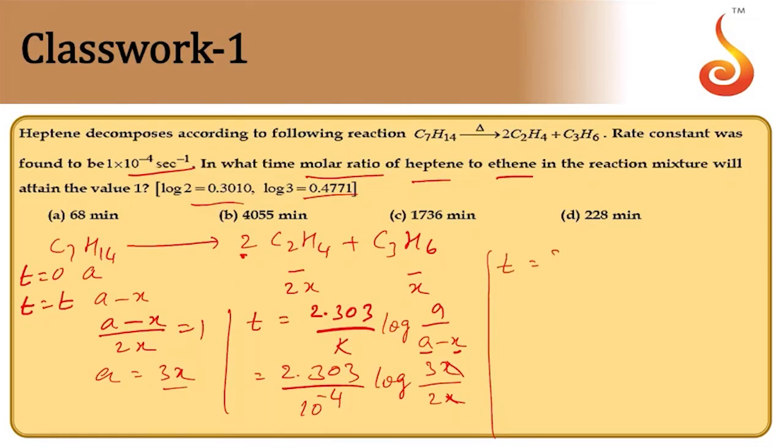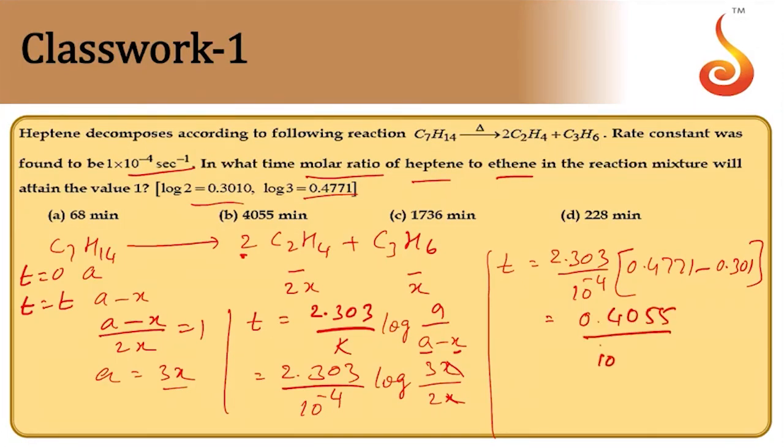Therefore, t is equal to 2.303 by 10 to the power of minus 4 into log 3, 0.4771, minus log 2, 0.301. By simplifying, you get the value in seconds. The value comes out to be 0.4055 by 10 power minus 4. Let us divide the value by 60 so that the answer comes in minutes, which comes to 67.5, nearly equal to 68 minutes. Otherwise the answer will be in seconds only.